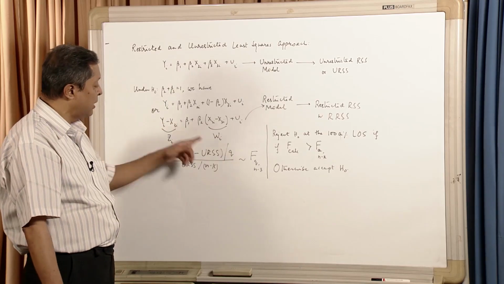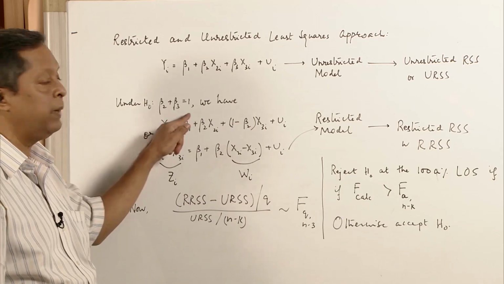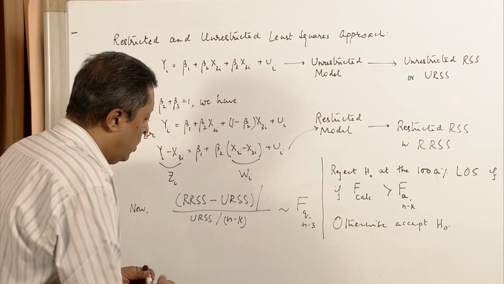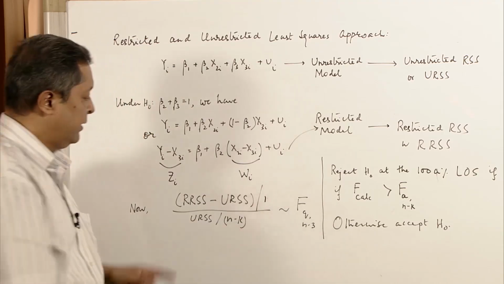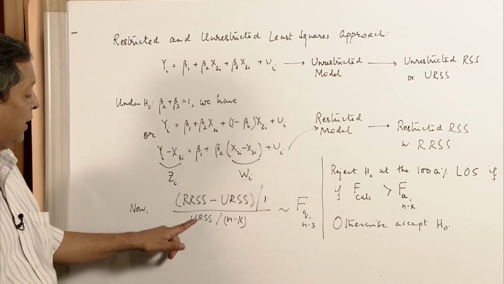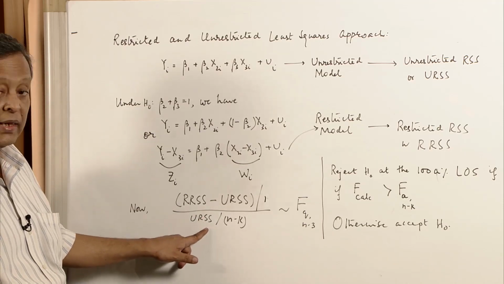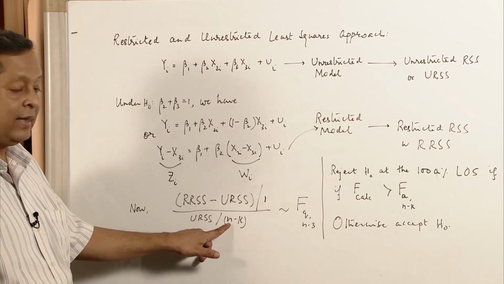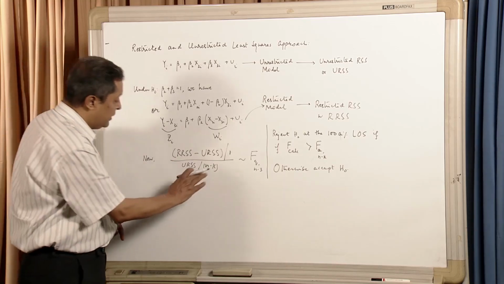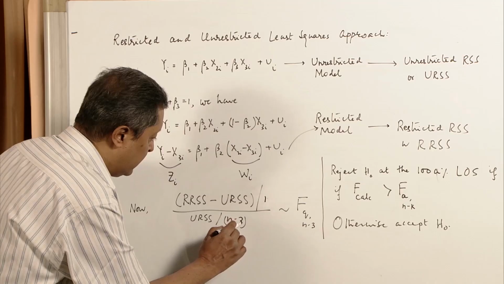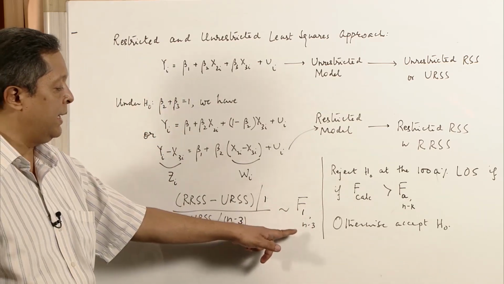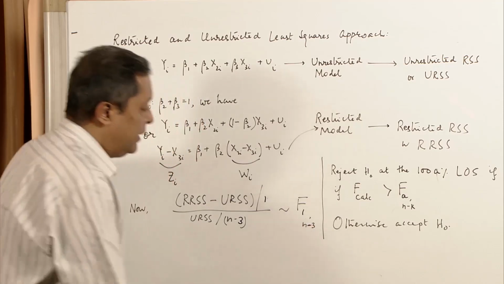Obviously, in this particular example q is equal to 1 because we have simply one restriction. So, here in this particular case this q will be equal to 1. That is a chi-square with 1 degree of freedom, and in the denominator we have the unrestricted residual sum of squares in general with n minus k degrees of freedom. So, divide by n minus k. Obviously, in this case it will be n minus 3. So, here we will have an f distribution with 1 and n minus 3 degrees of freedom.